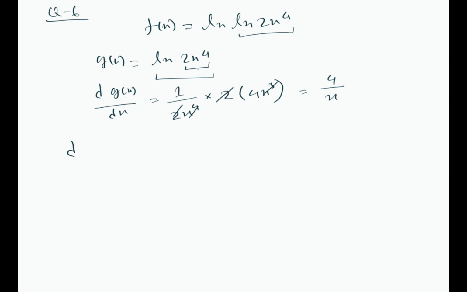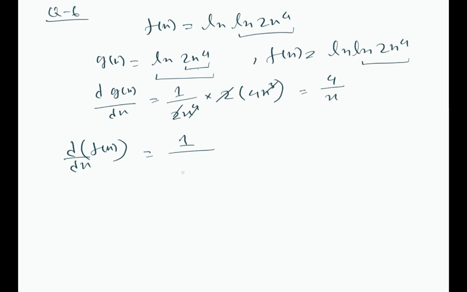So now we can find the derivative of f of x. First we need to take the derivative of f of x equals ln of (2x) to the power 4. The derivative of ln of x is 1 over x, so in place of x we have this much: ln of (2x) to the power 4.